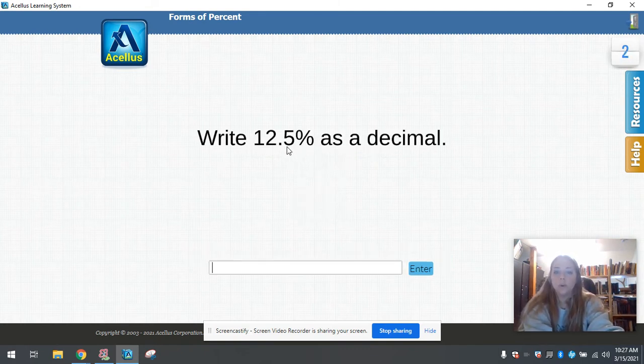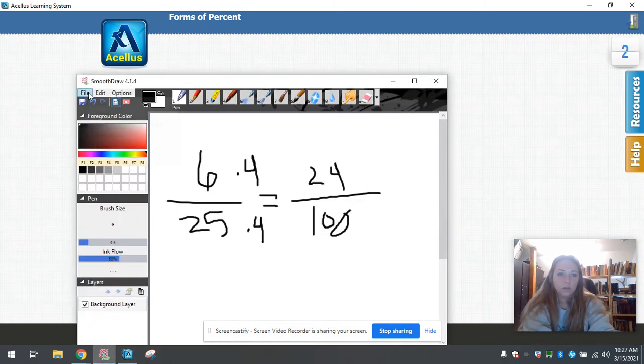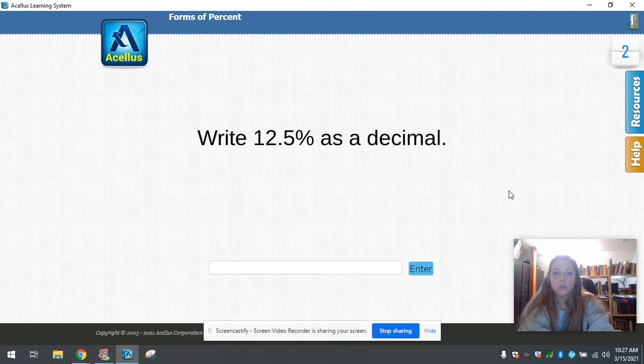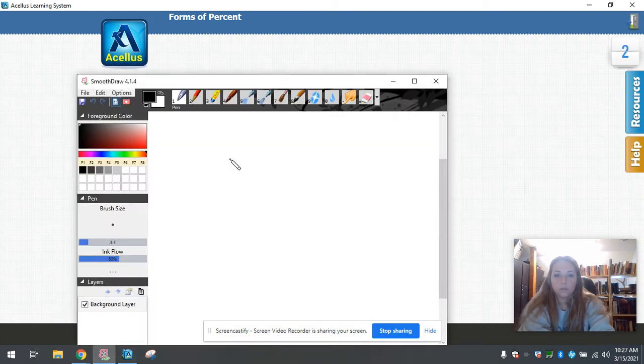Write 12.5% as a decimal. This is not too difficult. 12.5 as a decimal. You might think it's already a decimal, but it's not. What we want to do is move the decimal to the left twice. I get 0.125.